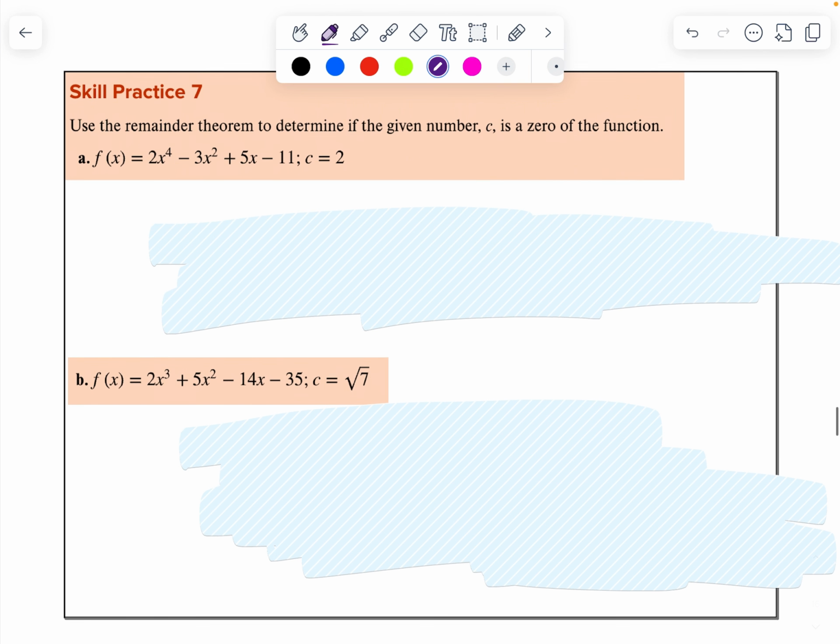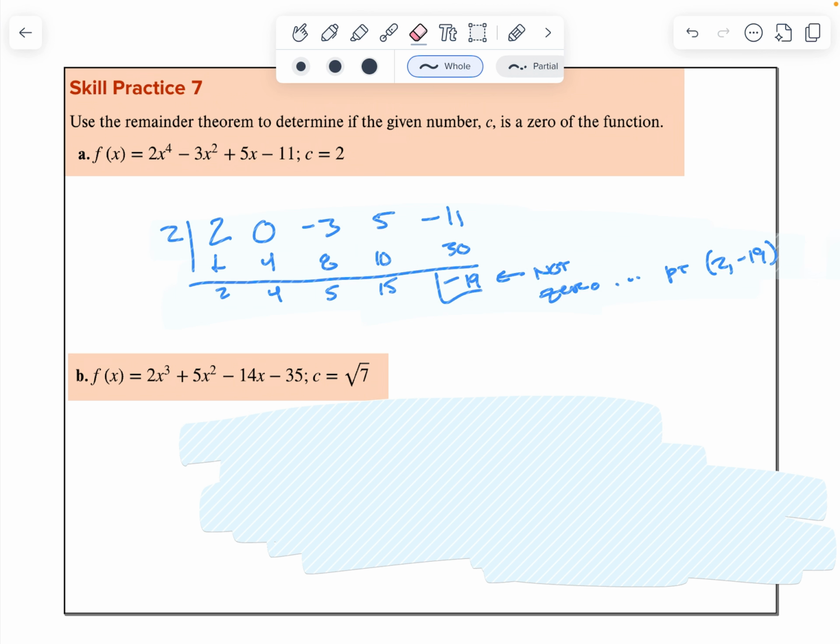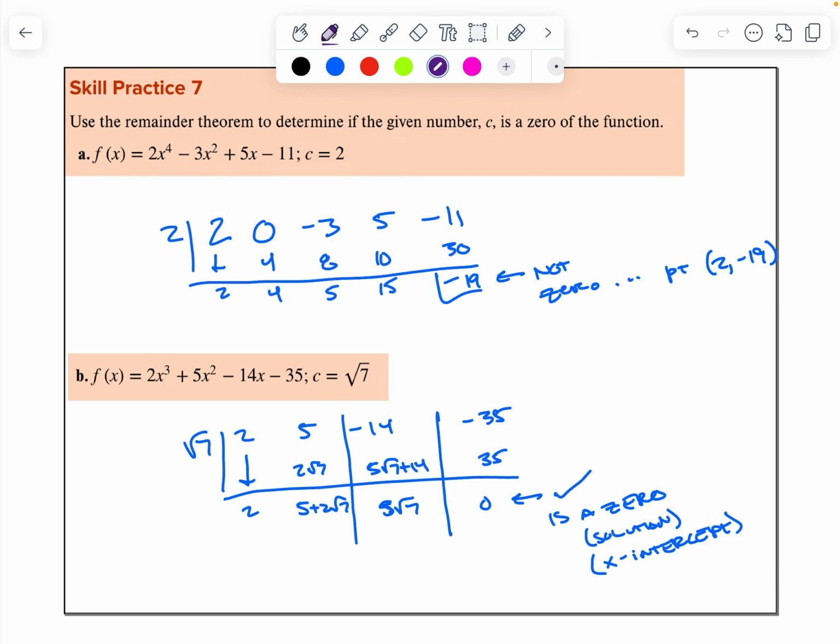All right, I would take a second, pause, and see if you can figure these two out. Very similar to the last two examples. I'm going to pause for 5 seconds and then I'm going to erase and show you the solutions. The first one, it seems you get negative 19, which means that 2 is not a 0, but it does give you a point, (2, -19), that you can graph.